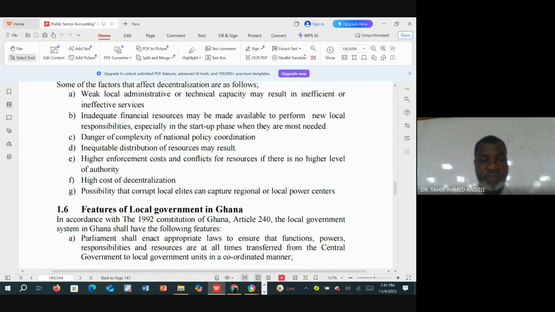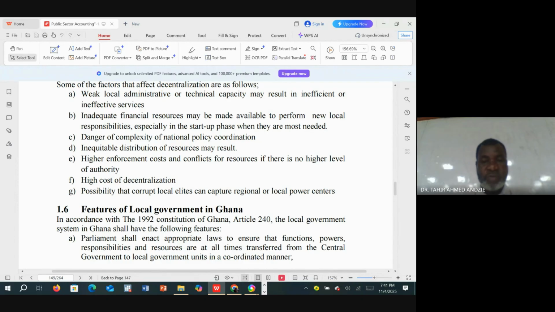Inequitable distribution of services may also result, of course. The assembly common fund, like I said, is distributed based on the sizes or the number of people. So we have the metropolitan assembly, we have the municipal, we have the district. So a metropolitan will get more than a district. Municipal will get more than a district.